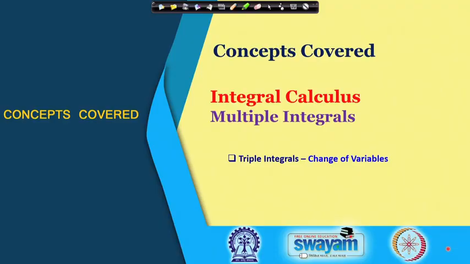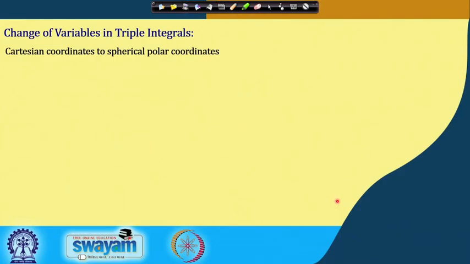So, welcome back, and this is lecture number 35. Today we will continue again with triple integrals, and we will look at the change of variables in the case of triple integrals. First, we will go through the example where we change from Cartesian to spherical polar coordinates. A very important change of coordinates.